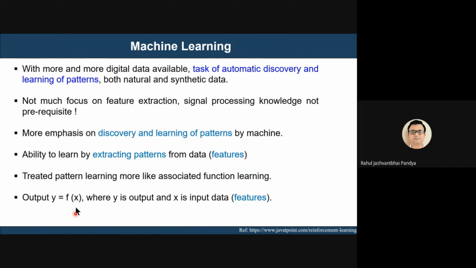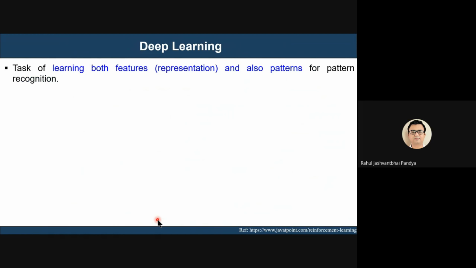So based on the given input data, my function tries to map the input to the output and predict a particular output for the given input data. So that's the job of machine learning. And the goal is generally that the function maps my X into Y. That means it will try to predict a particular output Y for a given input data set to the machine.